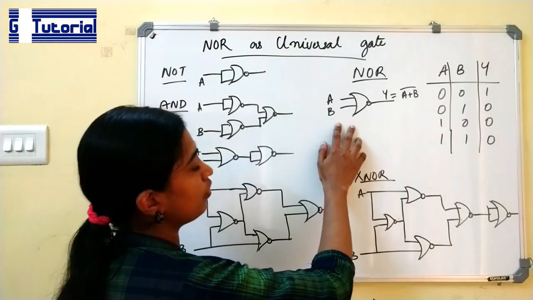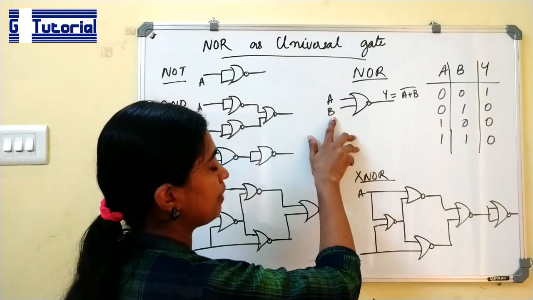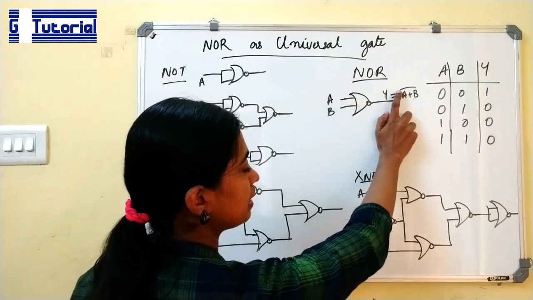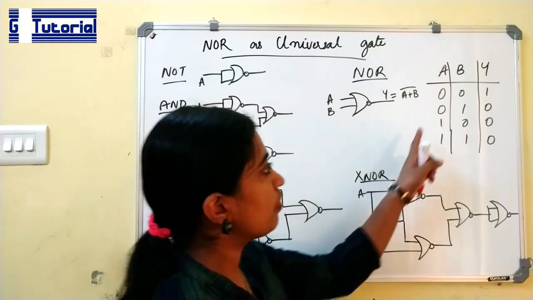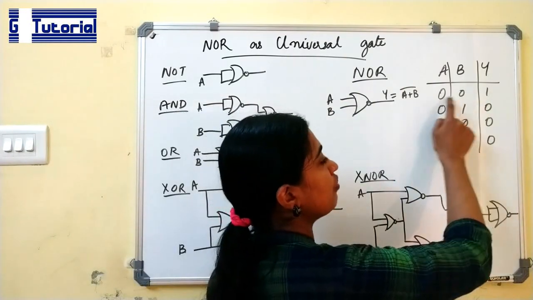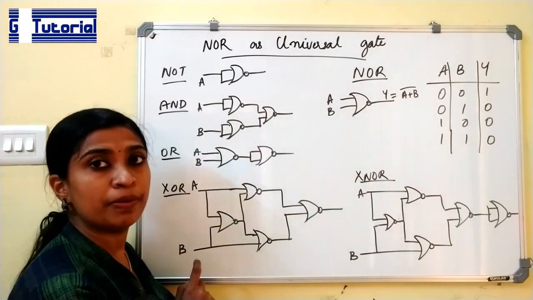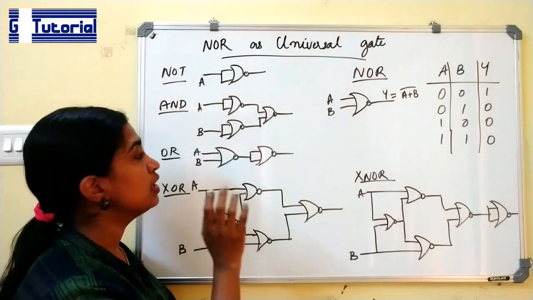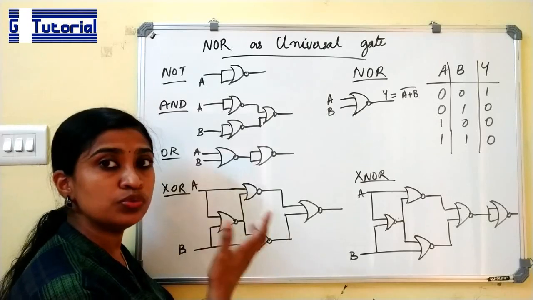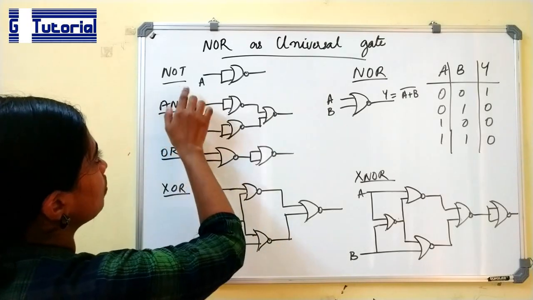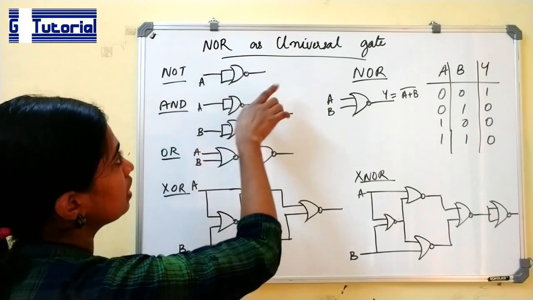This is the symbol for NOR gate. When we are feeding A and B at the input of NOR gate, we will get output as (A plus B) the whole bar. The truth table for this is it provides output 1 only when both the inputs are 0. Now we can see how to implement all the basic gates using NOR gate, or how NOR gate acts as a universal gate.